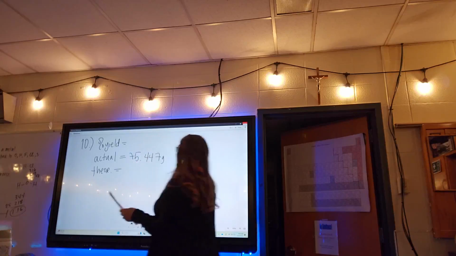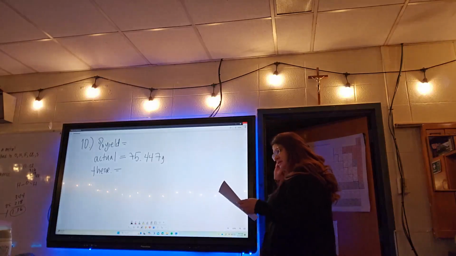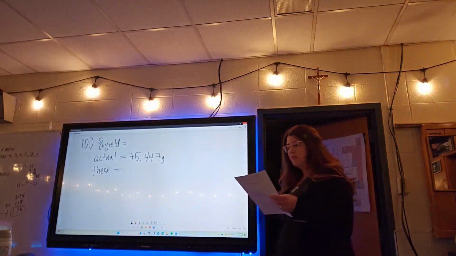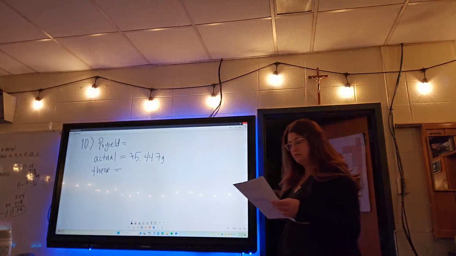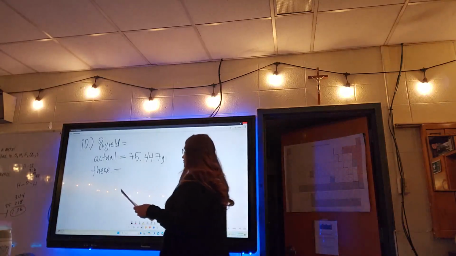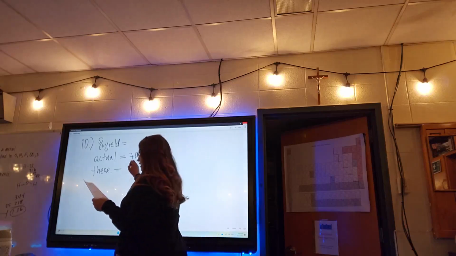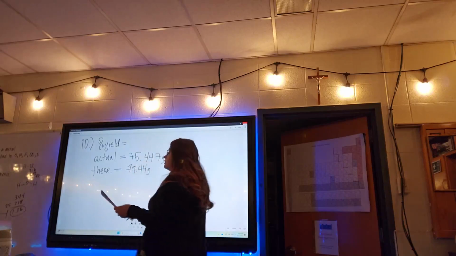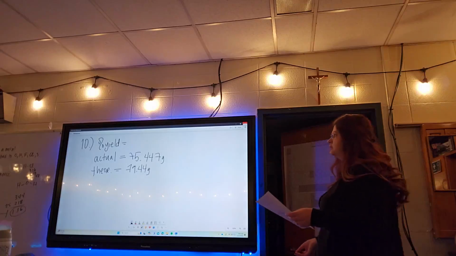So I'm just going to put that on my actual line in my little data table. I'm going to keep reading. It says the amount of product possible according to a calculation was 79.44. Which line do I put that on? Theoretical, correct, because it tells me in the problem that's the maximum amount possible by a calculation. That's what theoretical yield is.